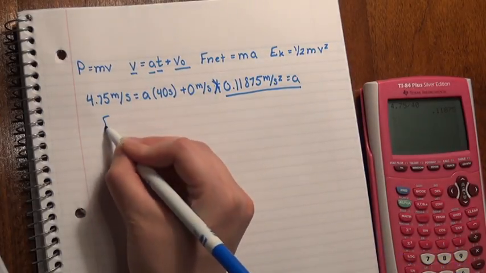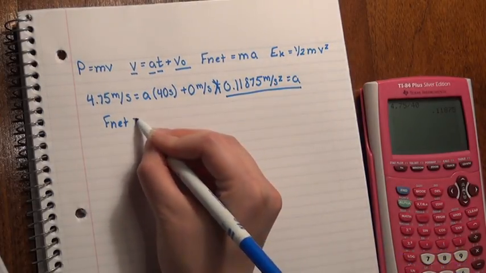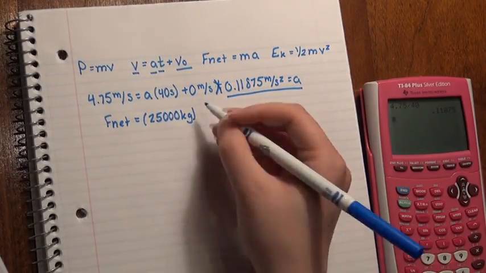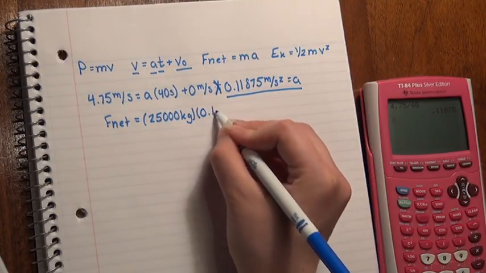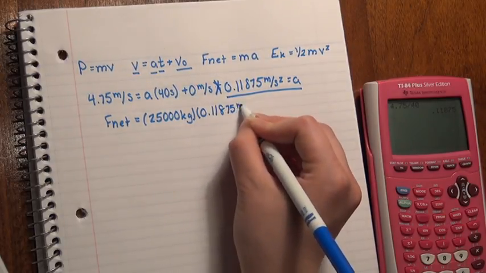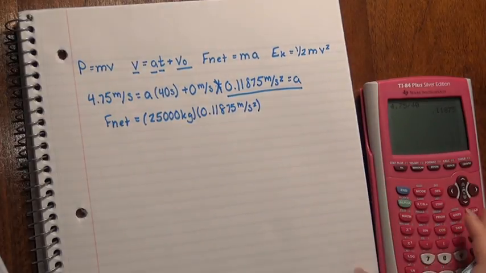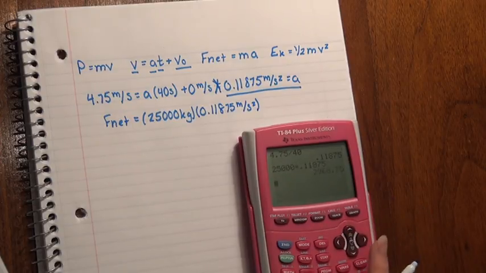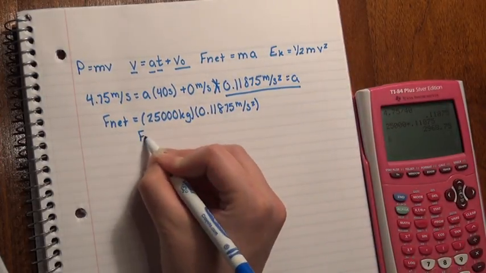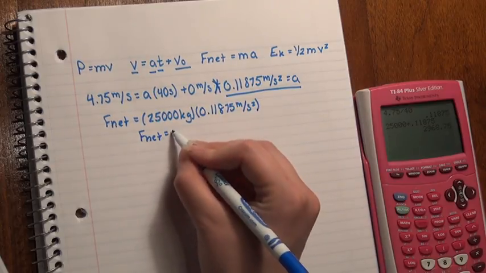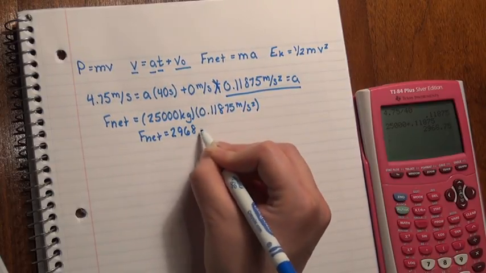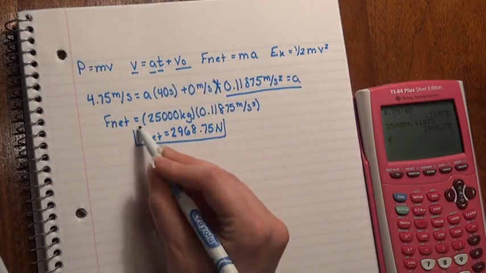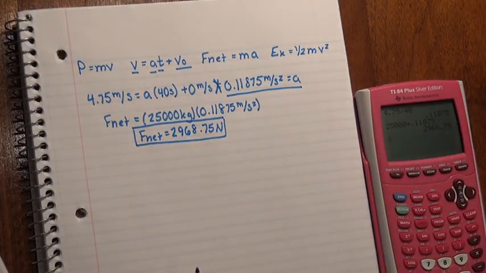And so we have that F net is equal to the mass of the car, which was given to us as 25,000 kilograms, times our acceleration, which we just calculated, 0.11875 meters per second squared. Plugging that into our calculator, we have that F net is equal to 2,968.75 newtons. And that here is our answer to part A of the problem.